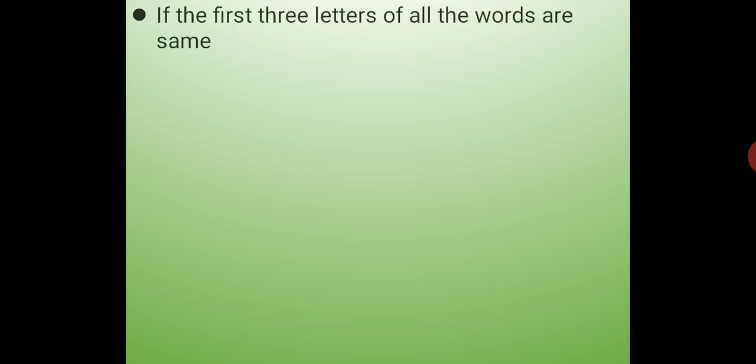Now we are moving on to the next rule of the alphabetical order. Let's see what the fourth rule of the alphabetical order is. If the first three letters of all the words are same. Now we already learnt about if the first letter is same, and if the first two letters are same in all the words. Now here we have the first three letters the same. Then what can we do and how do we arrange them in alphabetical order? Let's see with an example.